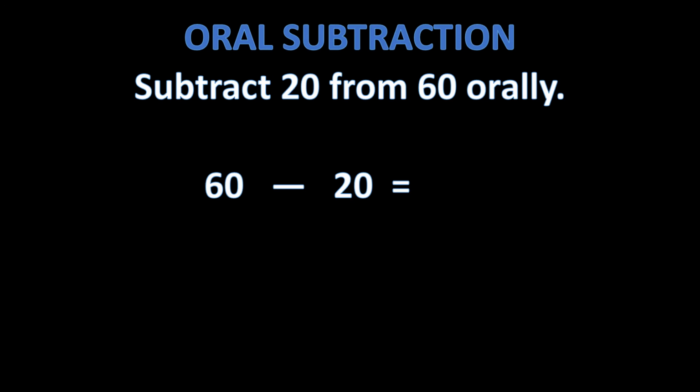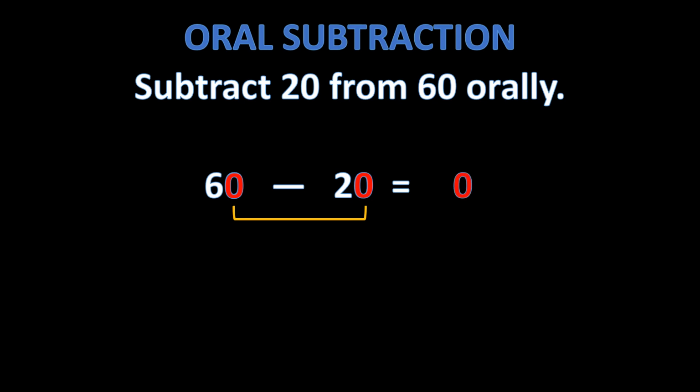Let's start. Subtract 20 from 60 orally. So first we will write 60 minus 20. In subtraction also, look in the ones place in 60 and 20. We have 0 and we know that 0 minus 0 is equal to 0. So write 0 in ones place.